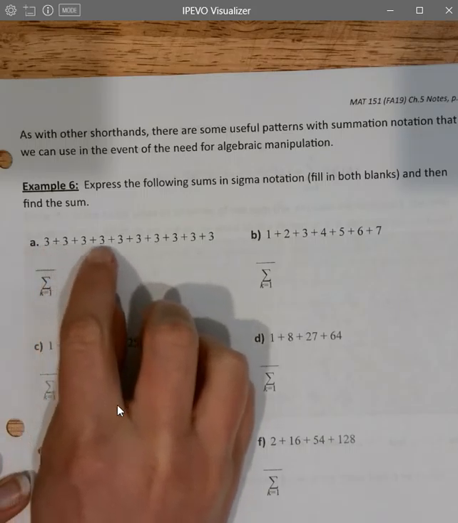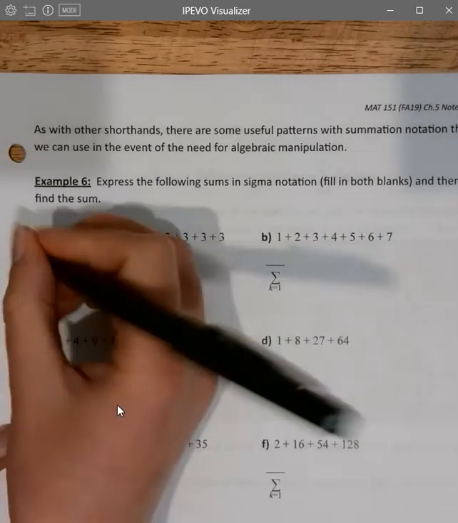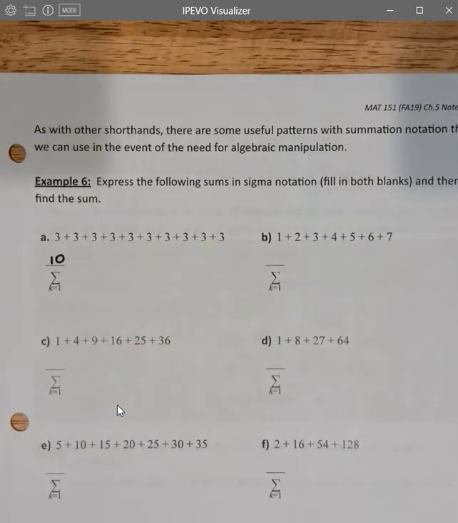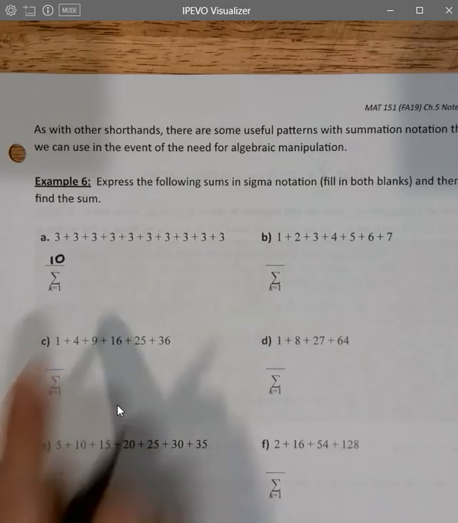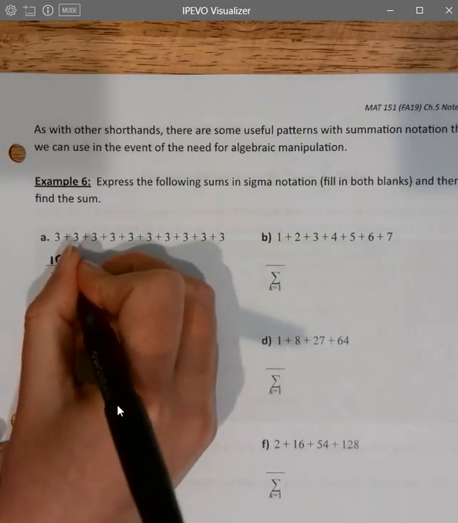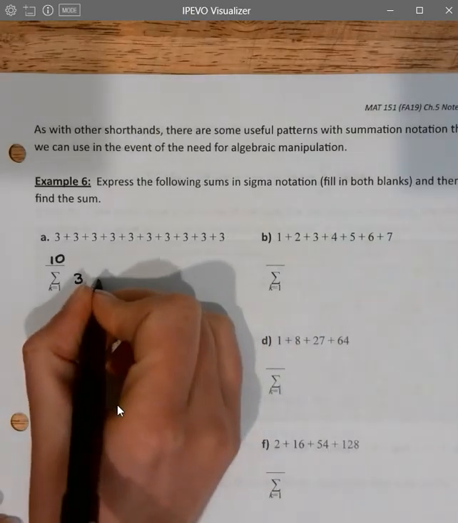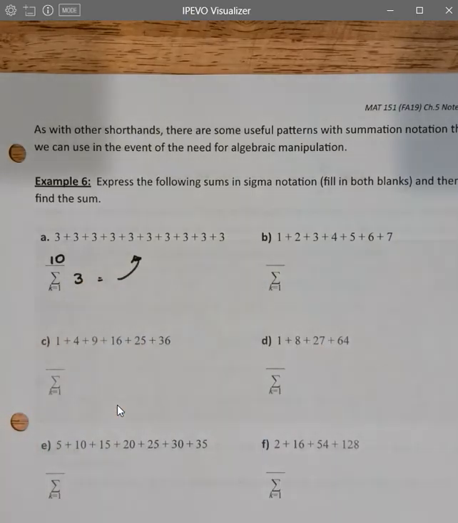1, 2, 3, 4, 5, 6, 7, 8, 9, 10. There are 10 items there. So I want k equals 1 to 10. Now what am I adding each time? The thing that I'm adding each time is a constant. So I'm adding 3 each time. So the sum from k equals 1 to 10 of 3 is going to match this list.